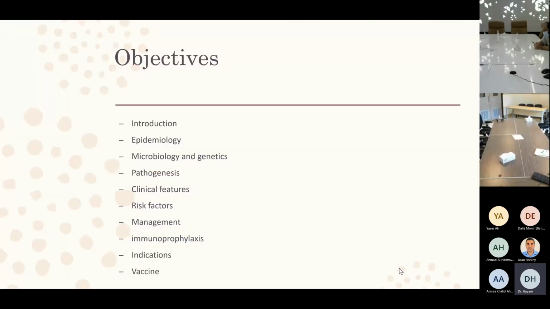Our objective for today will be to talk about the epidemiology, the microbiology, and some of the genetics related to RSV, the pathogenesis, the clinical features, the risk factors and management, immunoprophylaxis and indications, who are the groups that are eligible for prophylaxis, and the vaccine, which is still not developed yet.